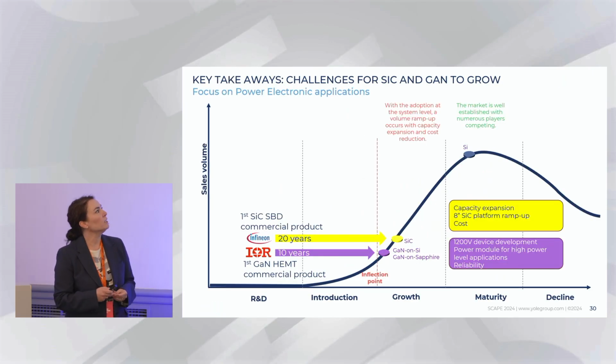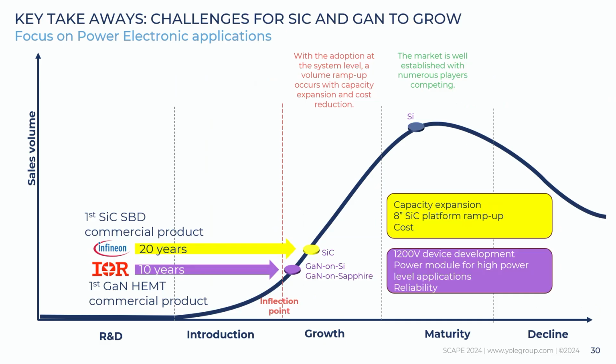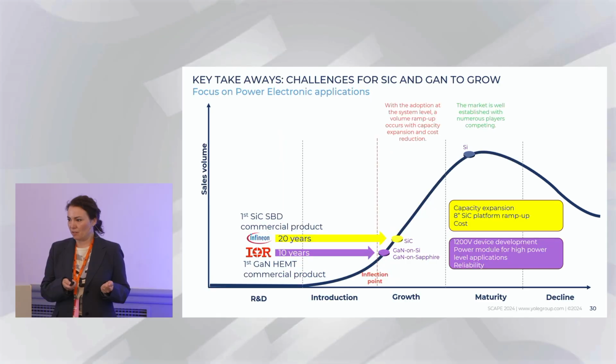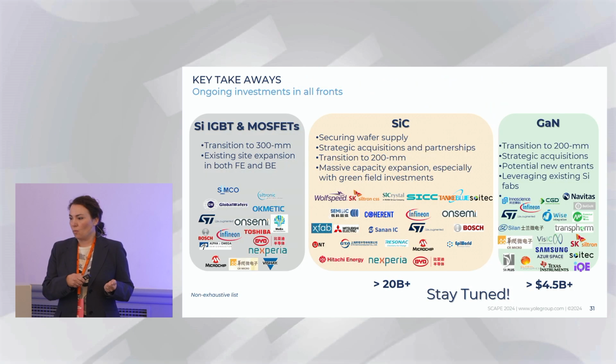So, conclusion. The history of silicon carbide and gallium nitride. I respect silicon carbide; silicon is still there, a mature technology. Silicon carbide and gallium nitride are still in a growing phase. What do we think are the real challenges? For silicon carbide: the capacity expansion, the move to 8-inch, and the cost. For gallium nitride: mainly the move to 1,200 volt devices and their ability to meet automotive requirements, and power module integration.